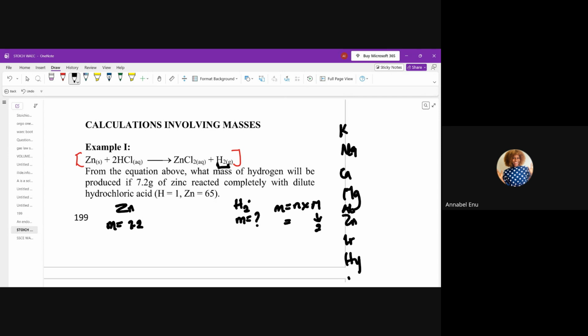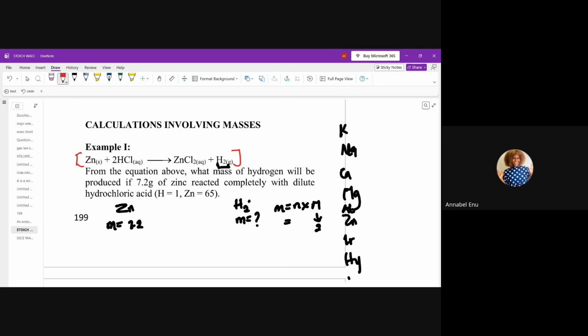What's the mole ratio between zinc and hydrogen? 1:1. Very good. 1:1. Winner, do you know how we got 1:1? Winner, we got 1:1 based on the coefficient, okay?